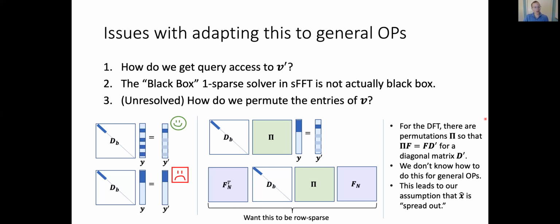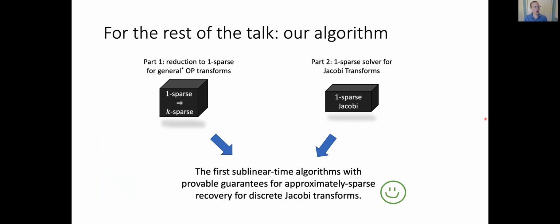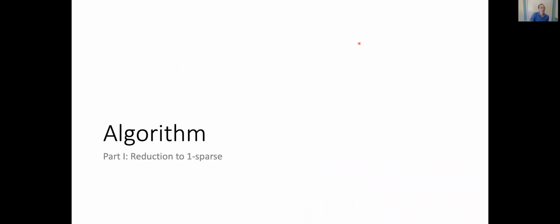Cool. Okay, so for the remaining 12 minutes in this talk, I'm going to talk a little bit about each of these parts. First is the reduction to the one-sparse case for general orthogonal polynomial transforms, and in particular how we deal with these issues that come up. And then part 2, I'll wave my hands real quick at how we actually solve the problem for Jacobi transforms for the one-sparse case. Okay, so what is the algorithm? Part 1, reduction to the one-sparse case.